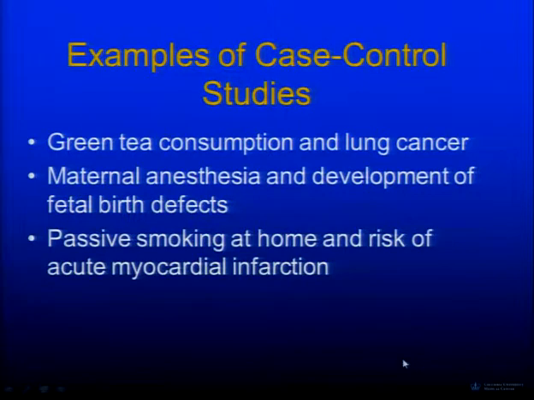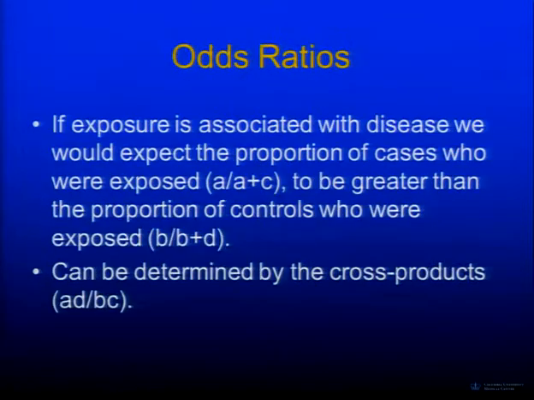Passive smoking at home and risk of acute MI. Having an acute MI is still considered a fairly rare disease. So you would get people with acute MI and compare them to some other control group on the hospital ward, or maybe neighborhood controls. You would ask them both whether there was a smoker within the house, not themselves, but whether they were exposed to smoke either at work or at home. So these are just ideas of the kind of scenarios that would be case control studies.